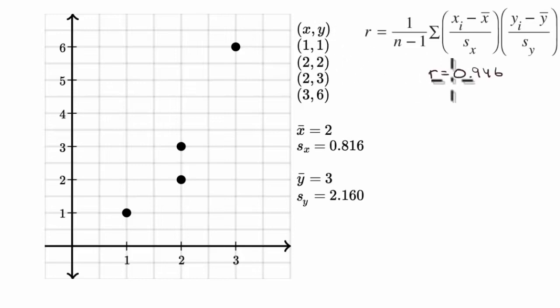And as we said, if r is equal to 1, you have a perfect positive correlation. If r is equal to -1, you have a perfect negative correlation. And if r is equal to 0, you don't have a correlation. But for this particular bivariate data set, we got an r of 0.946, which means we have a fairly strong positive correlation.